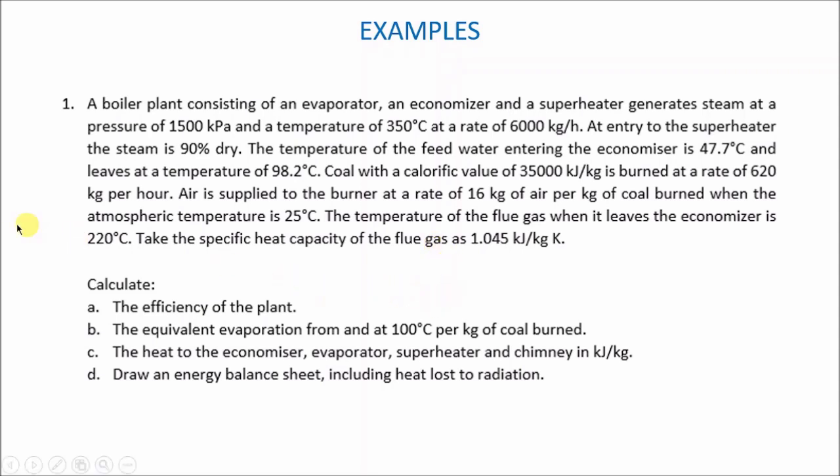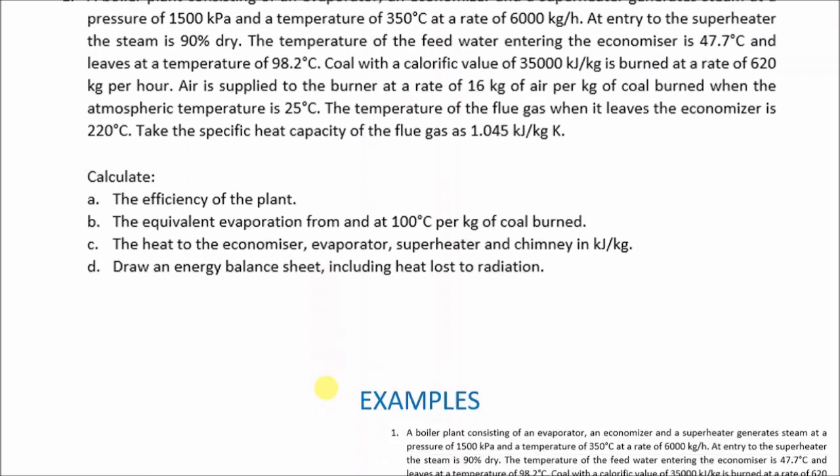Okay, and then now they want you to find the efficiency of the plant, the equivalent evaporation from and at 100 degrees, and then they want to find the heat that has been absorbed by the economizer, the evaporator, the superheater, and the chimney, and finally they want you to draw an energy balance sheet, including the heat that is lost to radiation. Okay, that is just the heat that remains or the heat that is not accounted for. That is what is meant by the heat that is lost to radiation. So let us get into it.